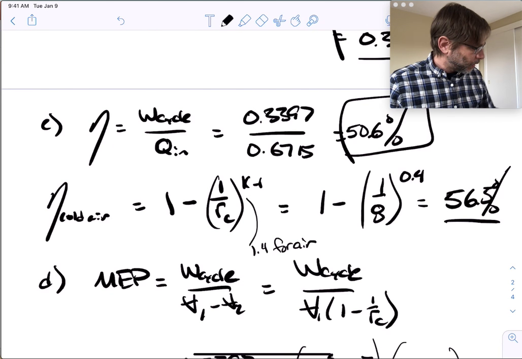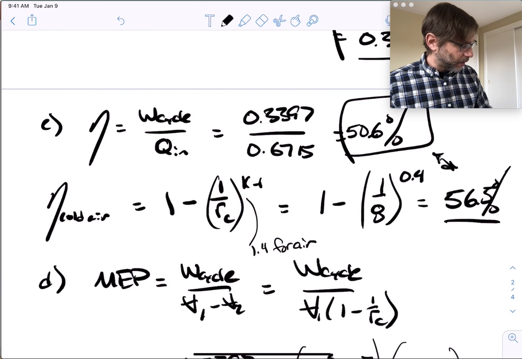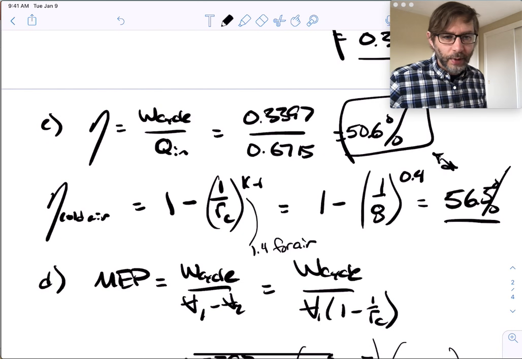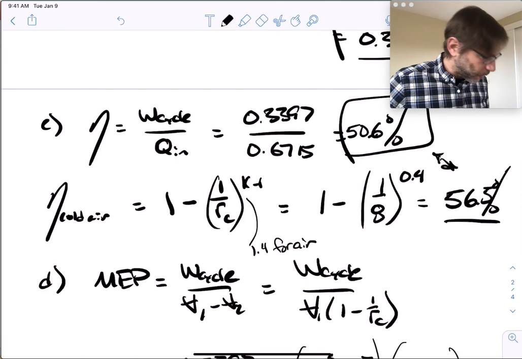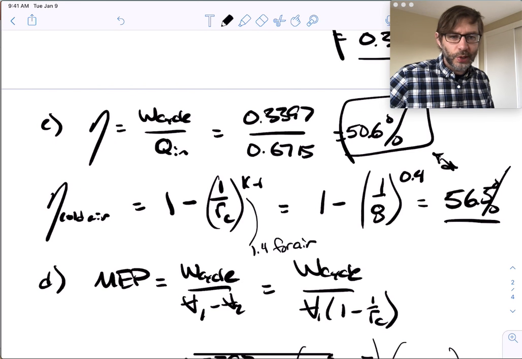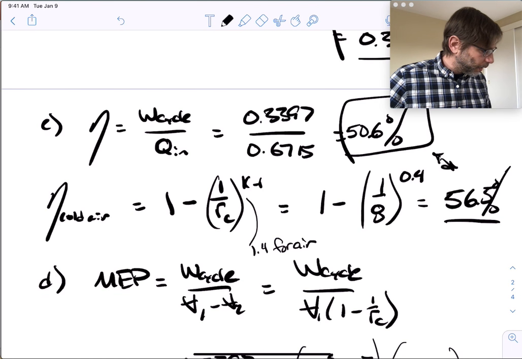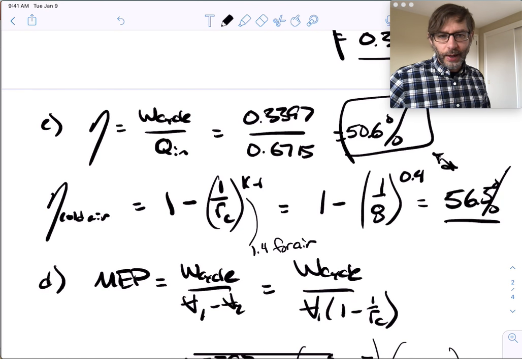So 56.5, versus 50.6. There's a big difference there, right? So the variable specific heat value is giving you a less efficient cycle than the ideal Otto cycle with the constant specific heat. I don't know, that's kind of interesting to me. Certainly, the constant specific heat is more optimistic about what kind of thermal efficiency one can get for an Otto cycle.